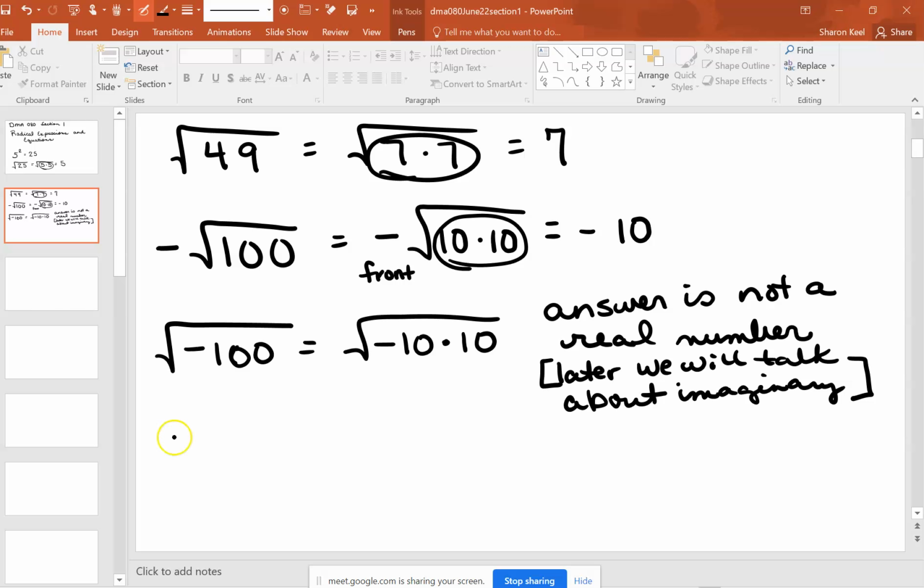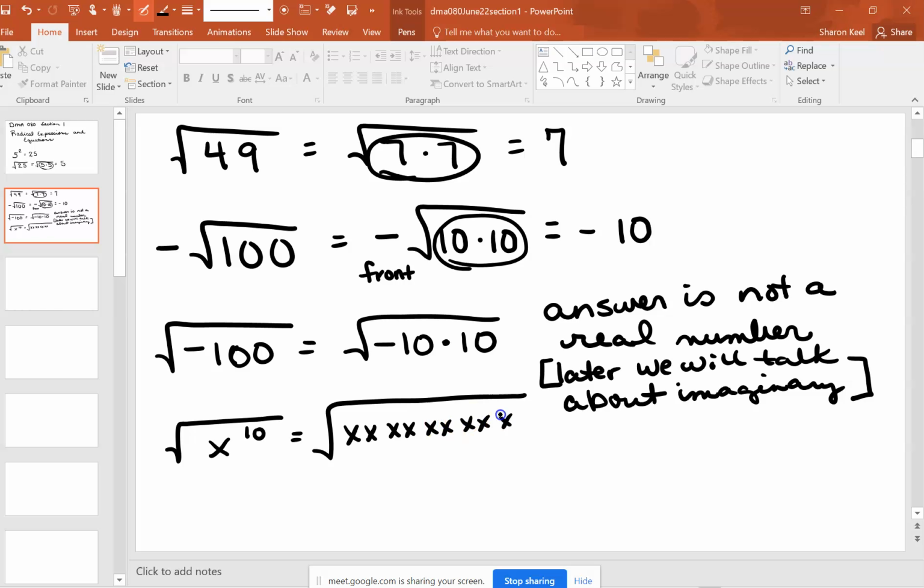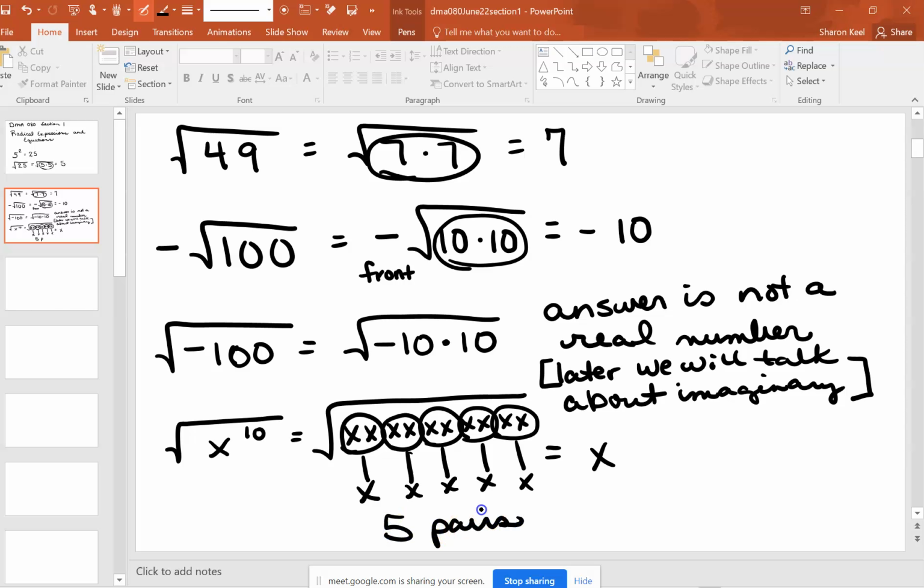But later on, we're going to come back and learn how to deal with there being a negative underneath the radical. Okay, what if we had, let's say, under the radical x to the 10th power. Now, normally, I'm not going to make you write out that many x's. You wouldn't have to write out 10 x's, but I just want to show you. For every pair, one x is going to come out. So how many pairs do I have? 1, 2, 3, 4, 5. There are 5 pairs of x's. So what comes out is x to the 5th.